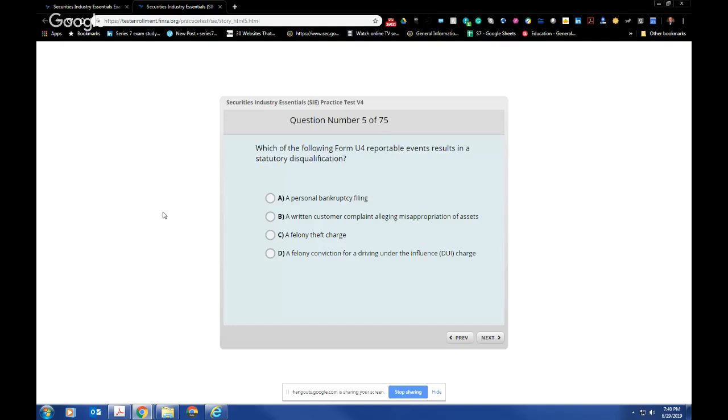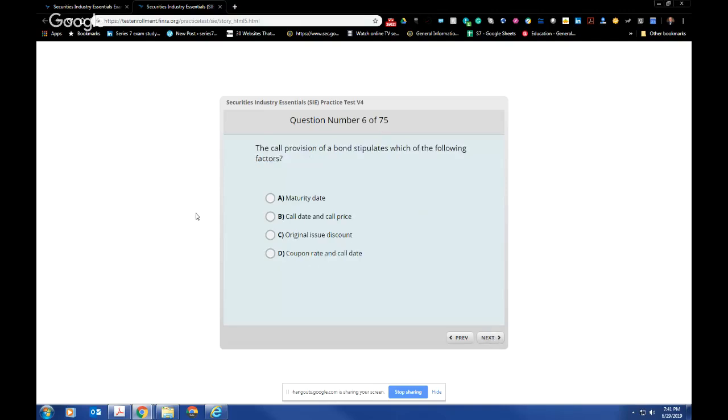D, felony conviction for driving under the influence, DUI charge, ding, ding, ding. That's the answer. Felony conviction. So it's any felony conviction in the last 10 years, no matter what it is, and any securities-related misdemeanor conviction. Charges don't matter. They matter, but they won't kick you out.